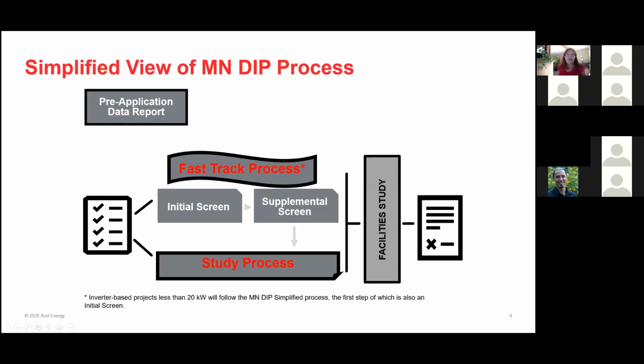This is a slide that you've seen before in these workshops. This is a high-level view of the MN-DIP process and how it works. So you have your pre-application data report that occurs before you put in an application. And then this checkbox icon here represents the interconnection application. From there, it either goes into a fast track process through an initial screen, or it can go into a study process if we can tell right away that it's going to take an in-depth study. And then it travels through the supplemental screen process, goes into a facility study, which takes a deeper dive into the analysis and the design of the project. That takes a lot more time and a lot more effort compared to those earlier tracks. And in the end, the outcome is an interconnection agreement.